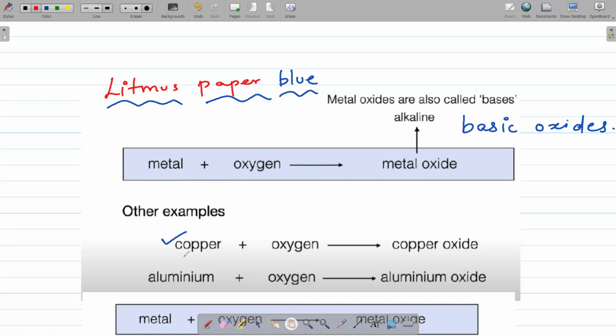Here are a few examples. Copper is a metal. When it burns, it becomes copper oxide. When you dissolve this in water, it turns red litmus paper blue. In the same way, aluminium, when it burns in oxygen, forms aluminium oxide. So these are examples of basic oxides.